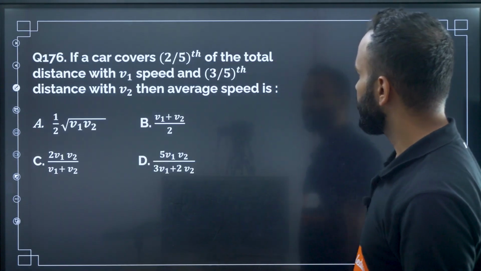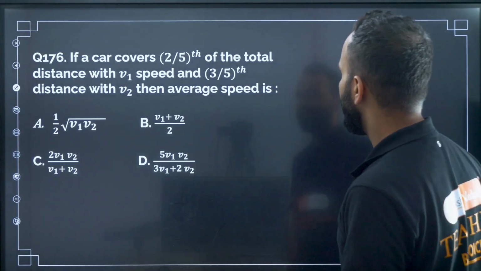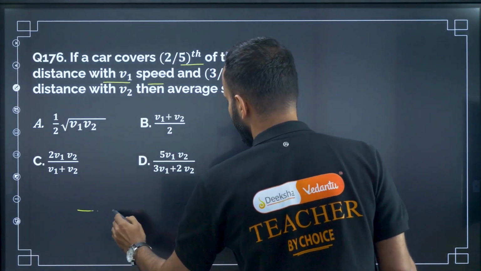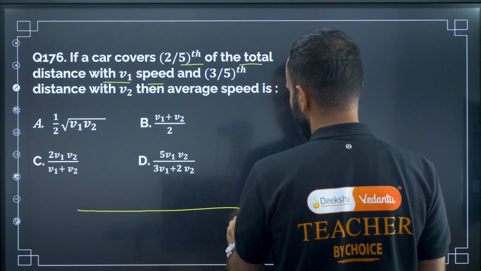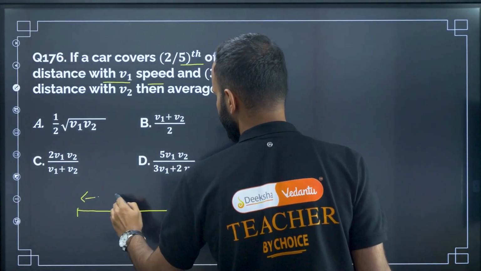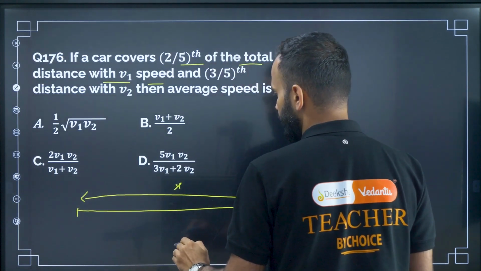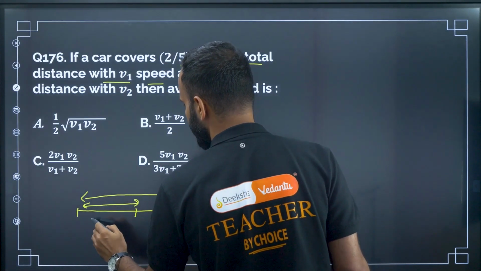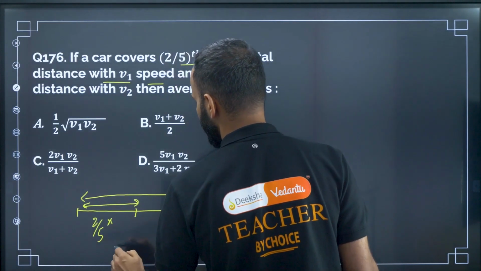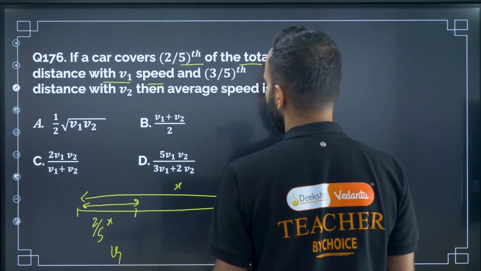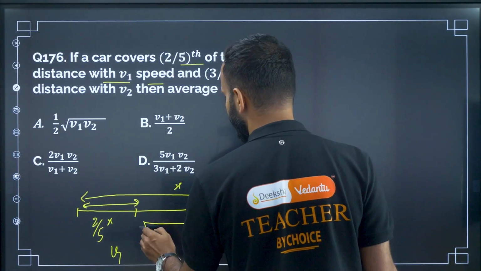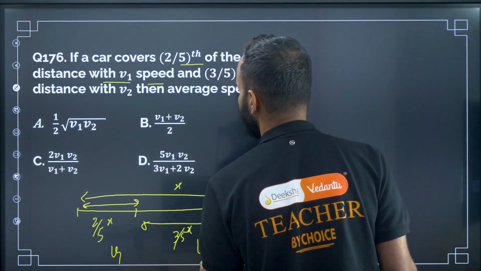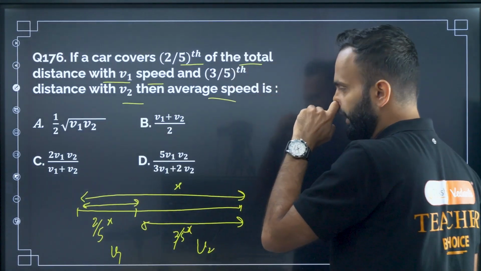Okay, next question, question number 176. If a car covers 2/5 of the total distance with v1 speed, this is the total distance, okay, x. Now 2/5 of the total distance, that is 2/5 times x with speed v1. Okay, next 3/5 of the total distance with v2, then the average speed is.